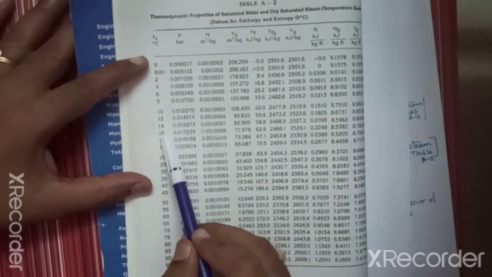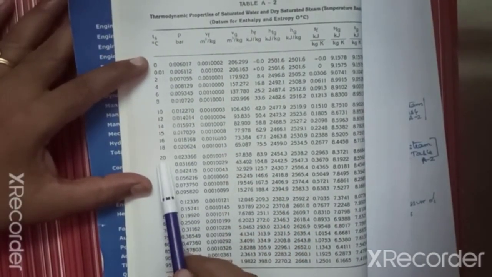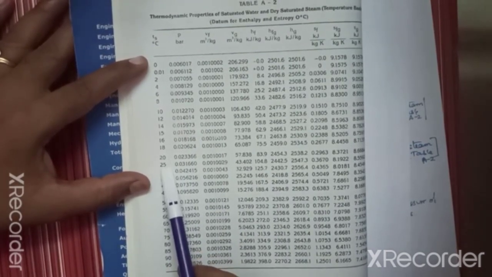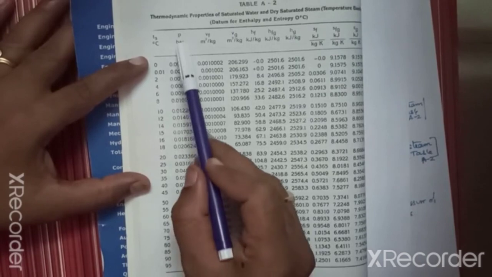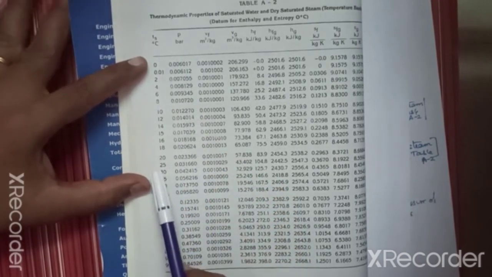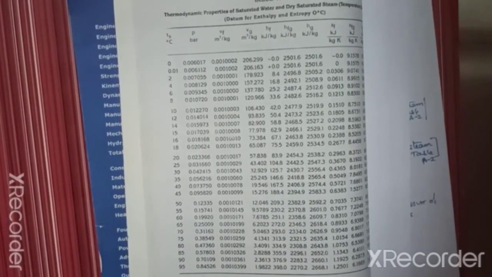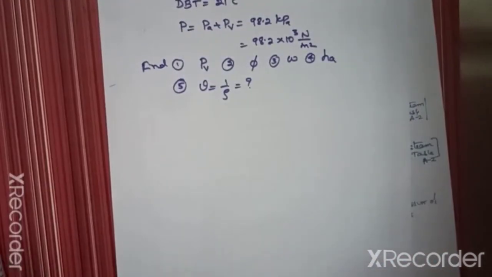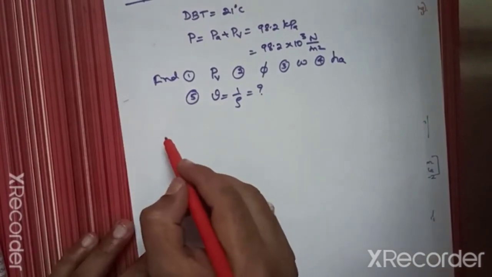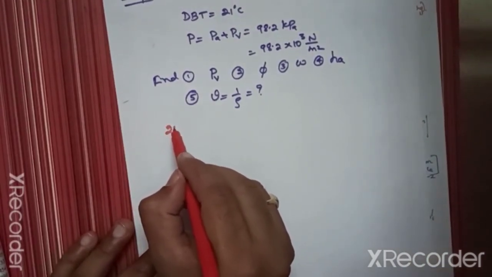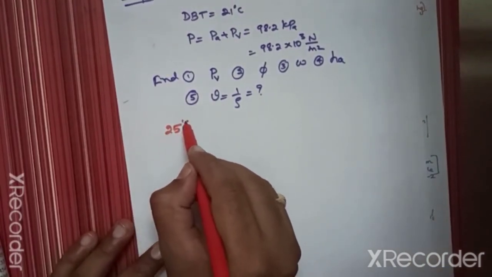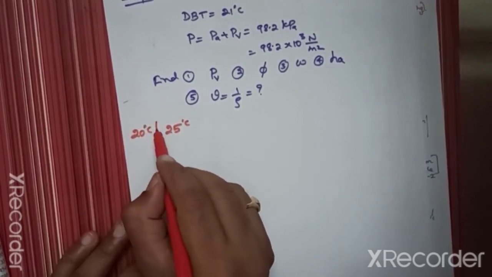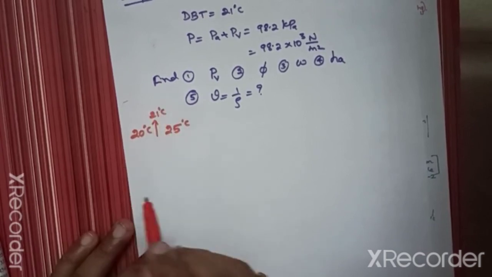So 21 degrees Celsius. So 20 is there, 21 degrees Celsius he has not given. 20 is there and 25 is there, but you would need the value of pressure, second column value, at 21 degrees Celsius. So you have to do interpolation method. So what is interpolation, how it is there? So first we know the value of pressure at 25 degrees Celsius, and we know the value of pressure at 20 degrees Celsius, but we need at 21 degrees Celsius.